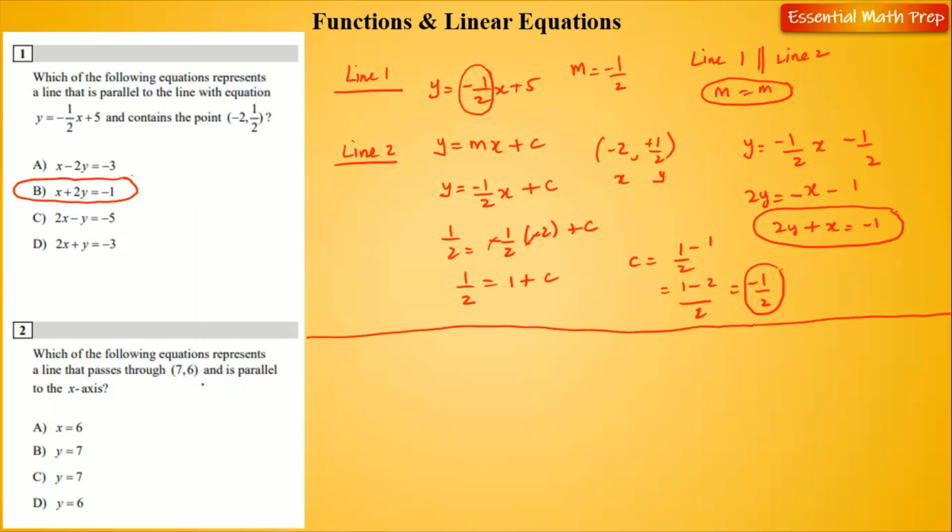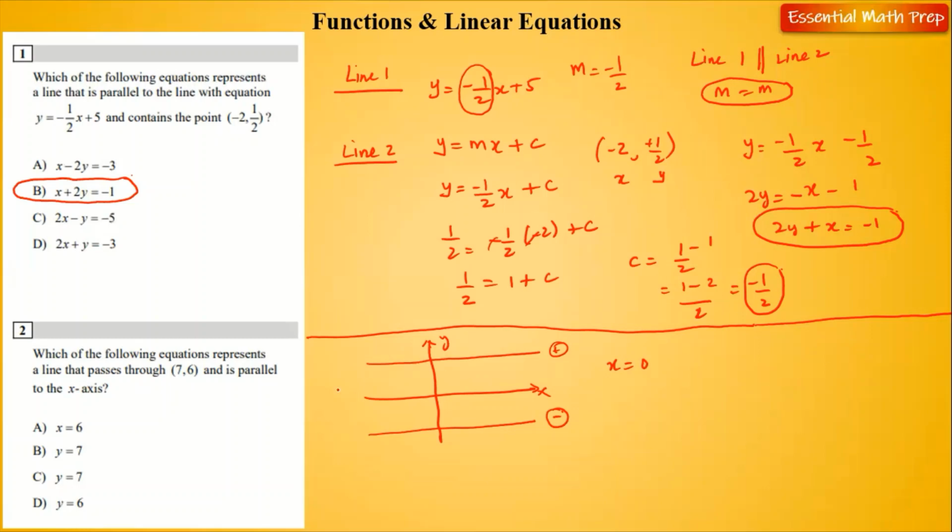Which of the following equations represents the line that passes through 7, 6 and is parallel to the x-axis? Think about it. If you have a line and it's parallel to the x-axis, that means it has to go either through the top or the bottom. If this is the xy axis, the line must go through the top, which will make it positive, or negative. It never touches the x-axis. It only goes through just the y values.